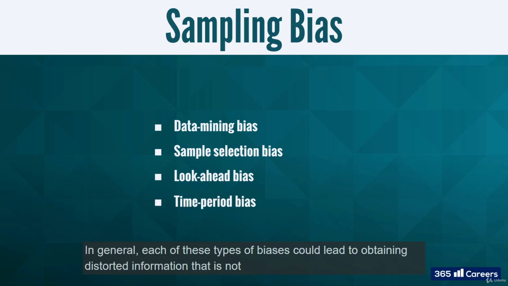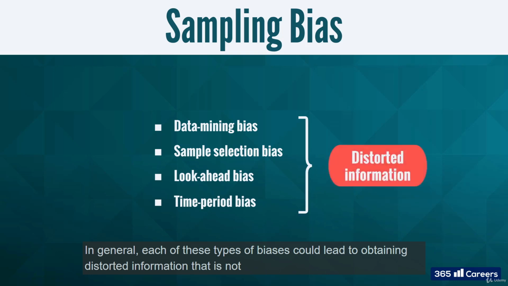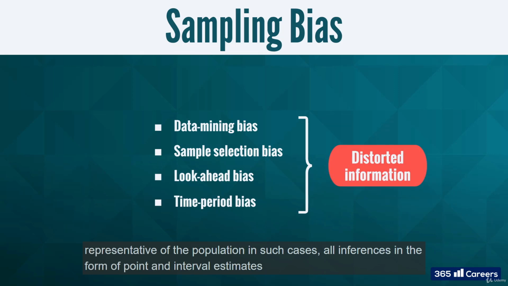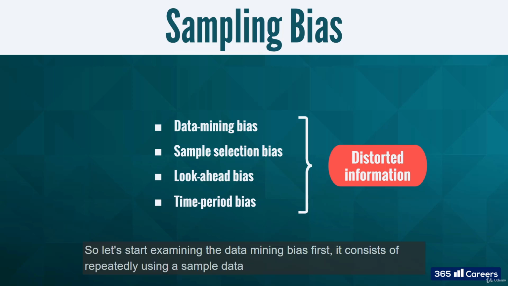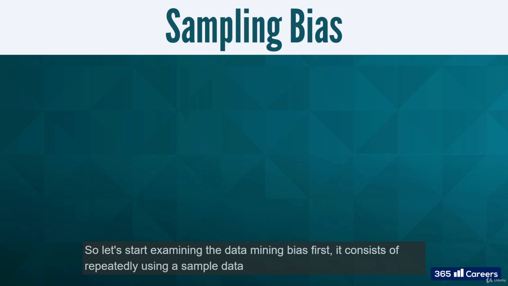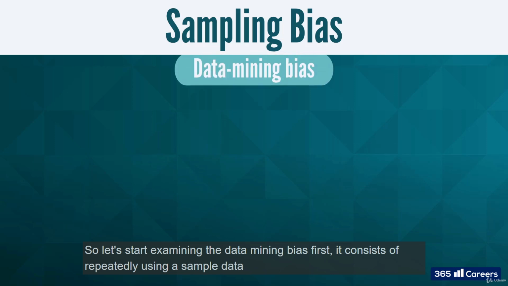In general, each of these types of biases could lead to obtaining distorted information that is not representative of the population. In such cases, all inferences in the form of point and interval estimates will be compromised. So, let's start examining the data mining bias first.